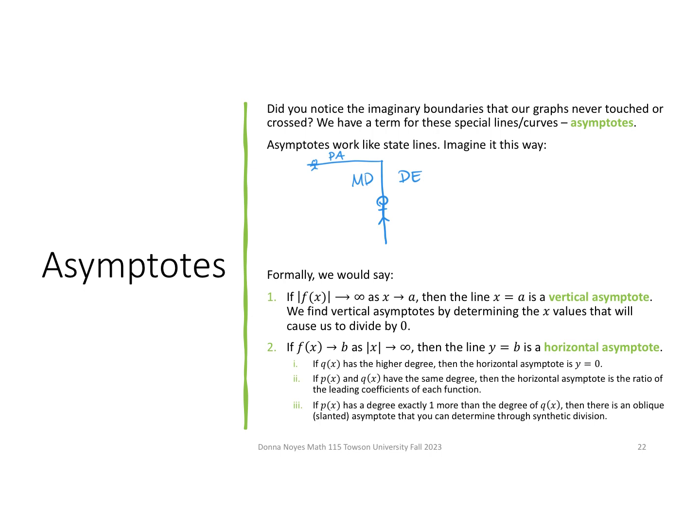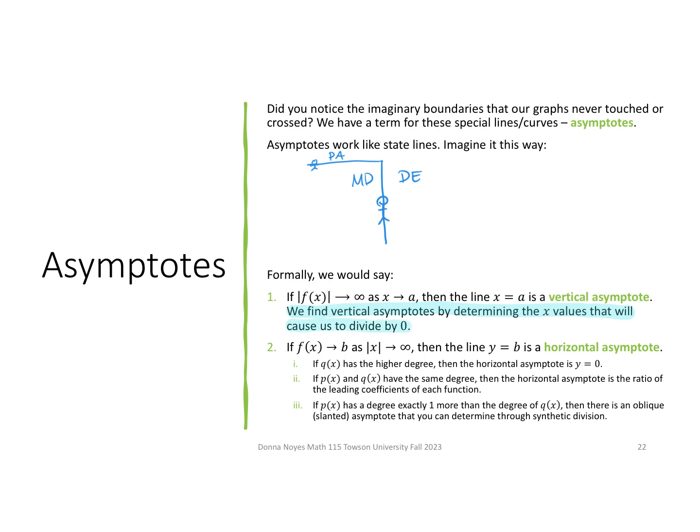This is where things get a bit more interesting because when we look at our definitions here, they seem a little bit intimidating. So formally we say if the value of our function goes to infinity as x gets bigger, then the line x equals a is a vertical asymptote as x goes to this value a. We find, this is the important part, we find vertical asymptotes by determining the x values that will cause us to divide by 0.